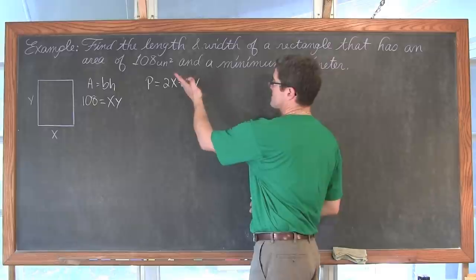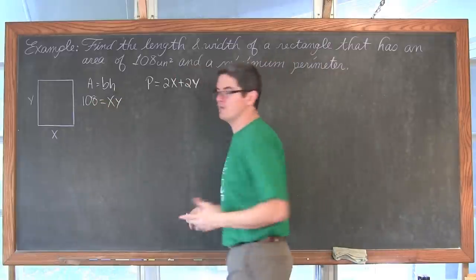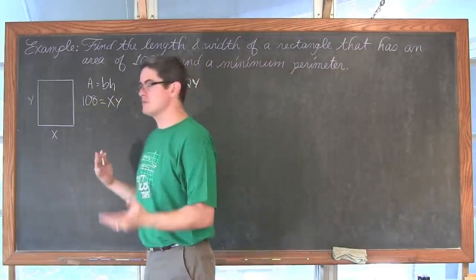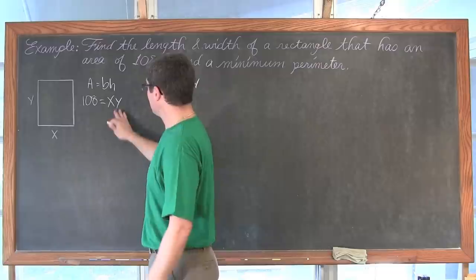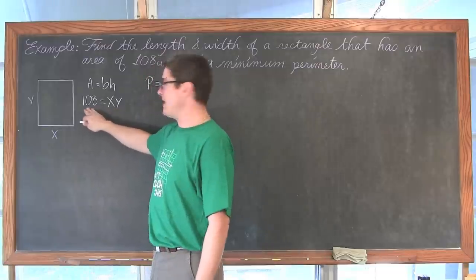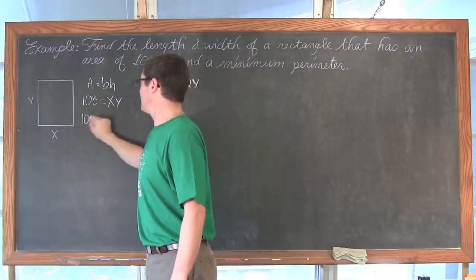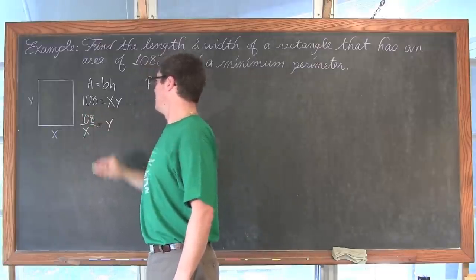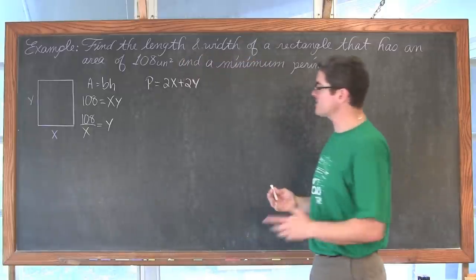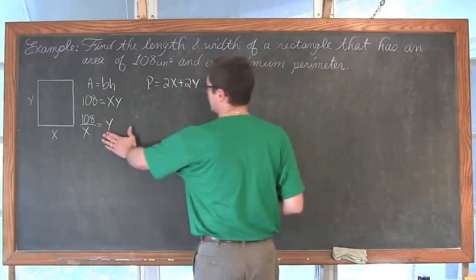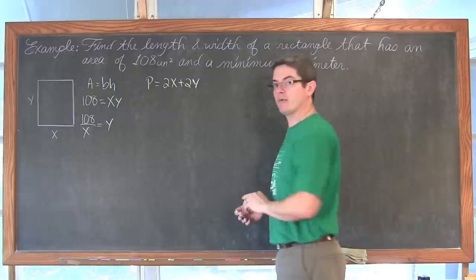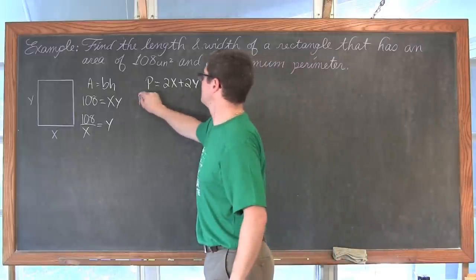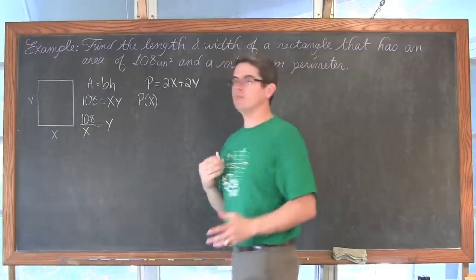But in this case, we have 2x and 2y. This is pretty straightforward. It doesn't really matter what we do. It's not going to be any easier one way or the other. So we're just going to divide both sides by x and get 108 divided by x is equal to y. Okay, so now I'm going to take this piece of information and I'm going to substitute it into our primary equation, and we're going to get p of x, or the perimeter in terms of x.